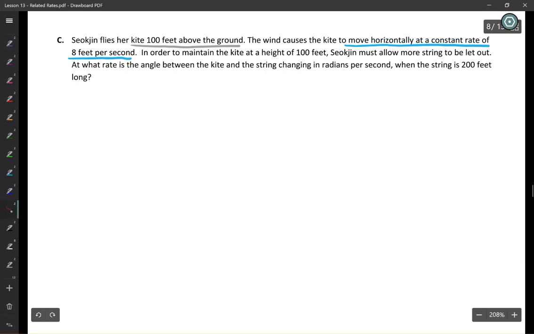In order to maintain the height of the kite at 100 feet off the ground, Sokjen must allow more string to be let out. At what rate is the angle between the kite and the string changing in radians per second when the string is 200 feet long? So find this rate of change at a particular moment when the string is 200 feet long. So I think for this example, a diagram is particularly useful.